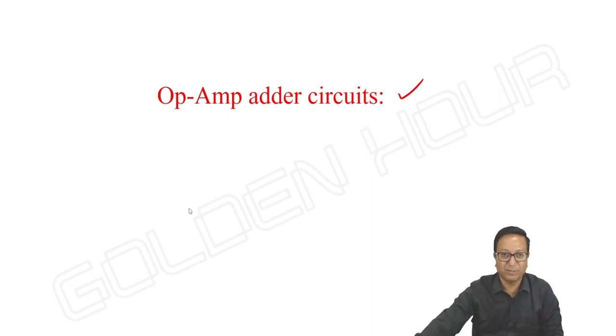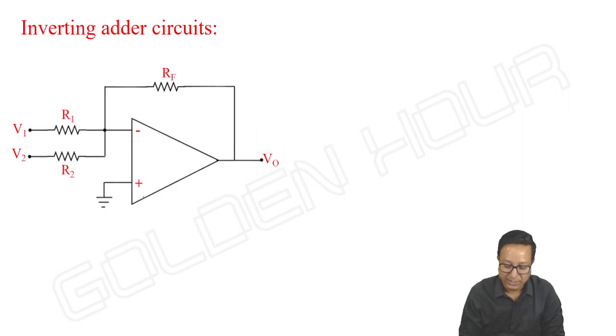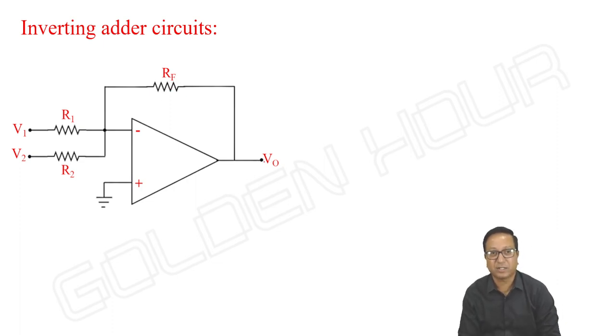Now, adder or summing amplifier. How does the circuit appear? The very first basic circuit using inverting configuration is like this. Two inputs are given, V1, V2, and R1, R2 are the two resistors from the inputs, and RF is the feedback resistor. So, how to find the output in this particular case?